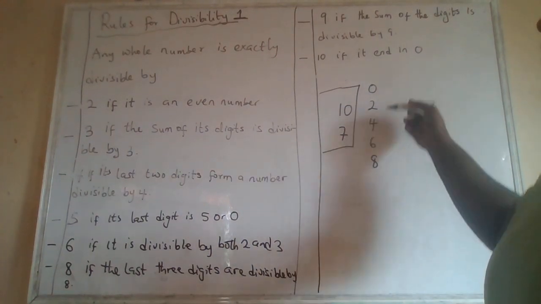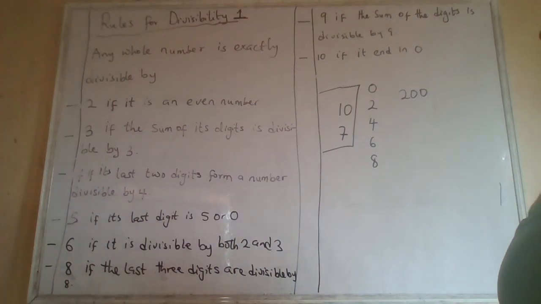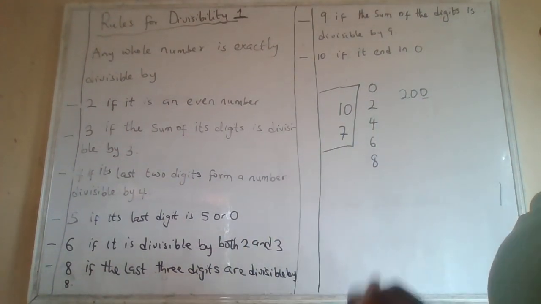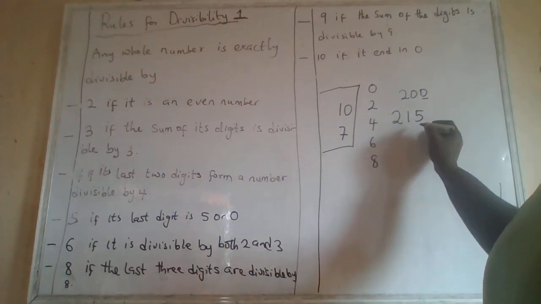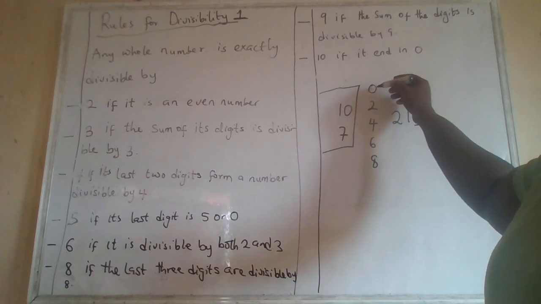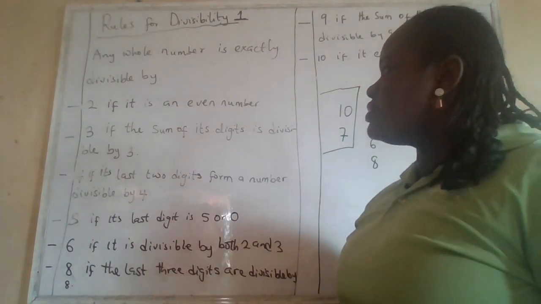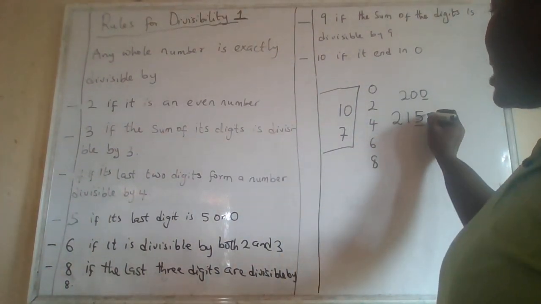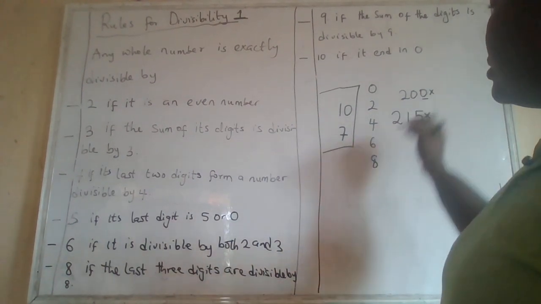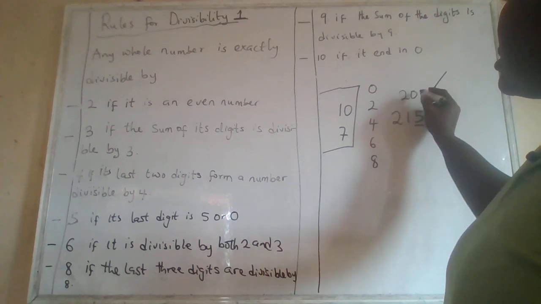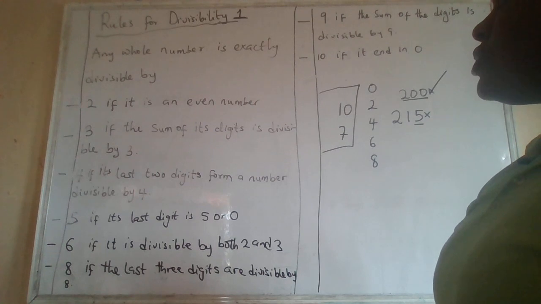So if I have any number, let's say 200, 200 is an even number because it ends with 0. If I have 215, 215 is not an even number because it did not end with any of these other numbers. That means this cannot be divided by 2 exactly, and this one can be divided by 2 exactly. That means 200 is divisible by 2.